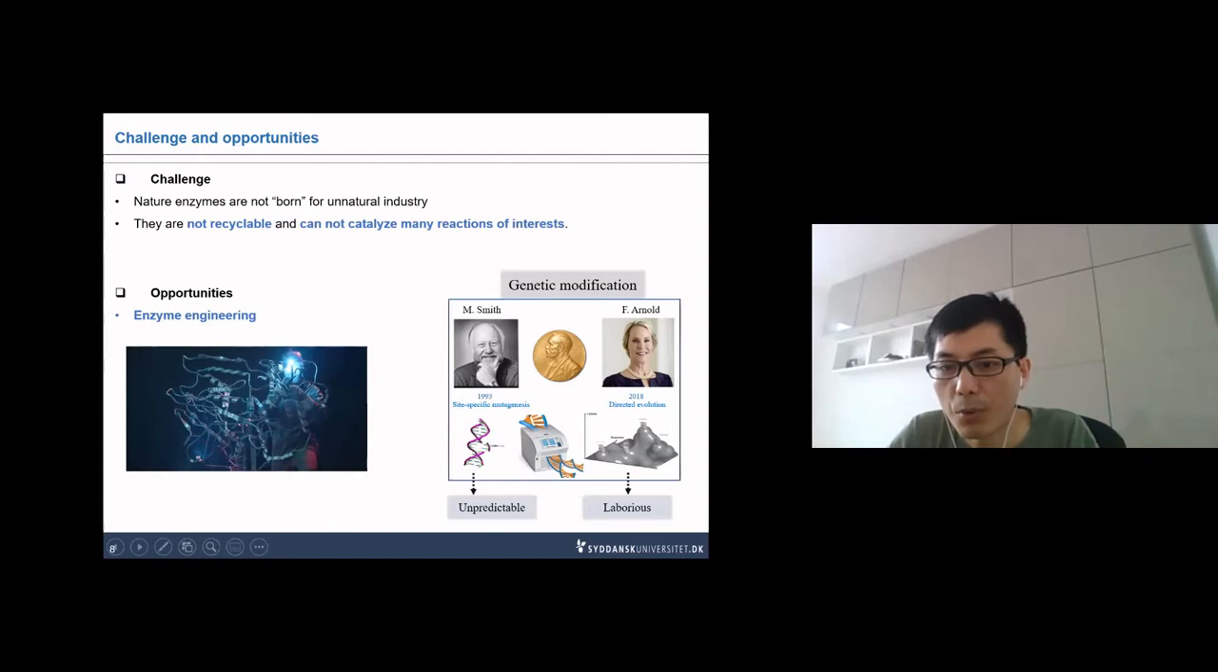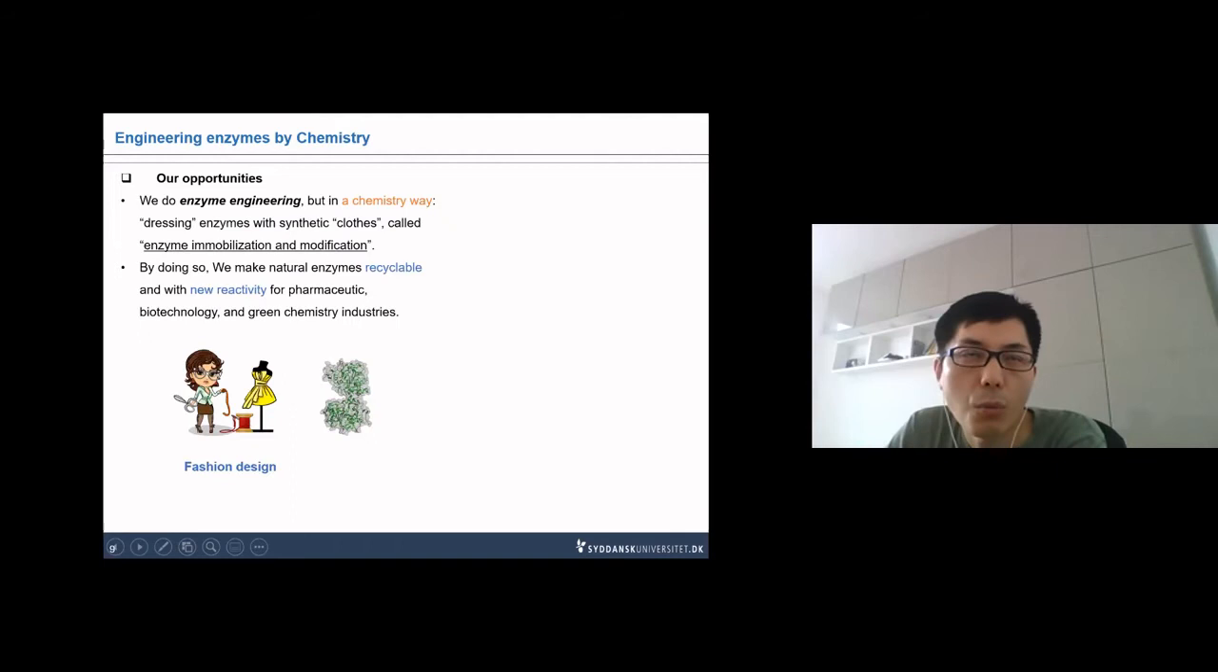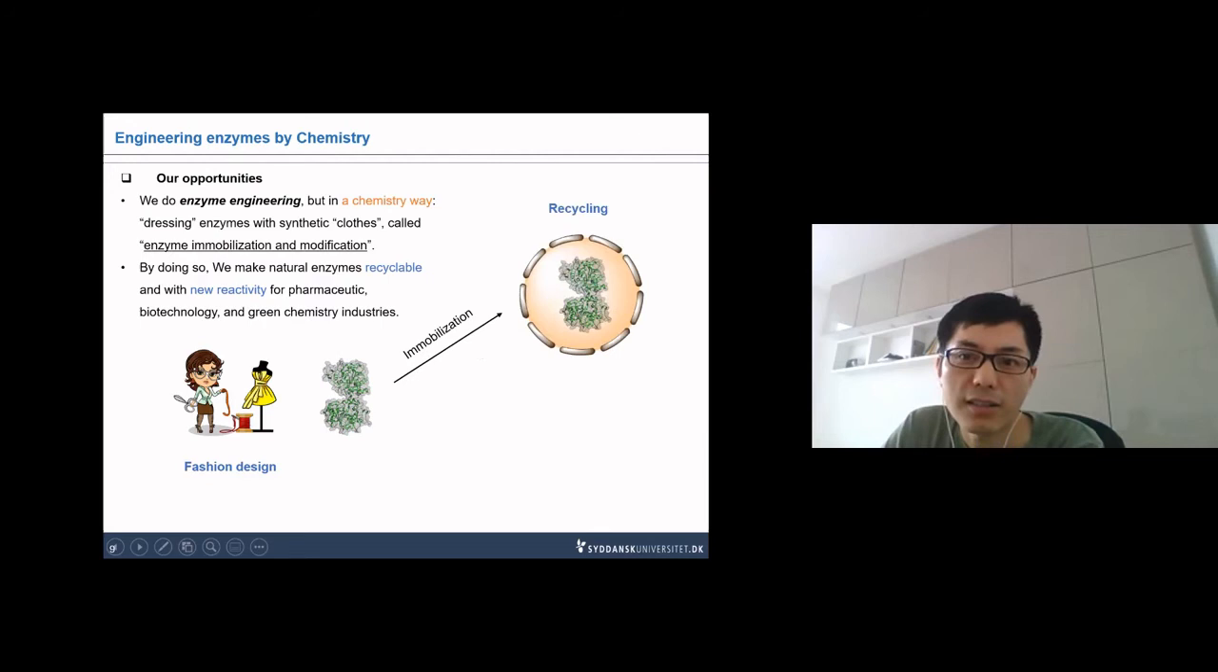tedious and laborious. In our lab, we are also working on enzyme engineering, but we do something different from the biologists. We are using the chemical way. Our method here is actually very simple. We are just doing something like fashion design. We give the natural enzymes synthetic clothes. And those clothes act as a big carrier that allows the enzyme to be recycled in the future.